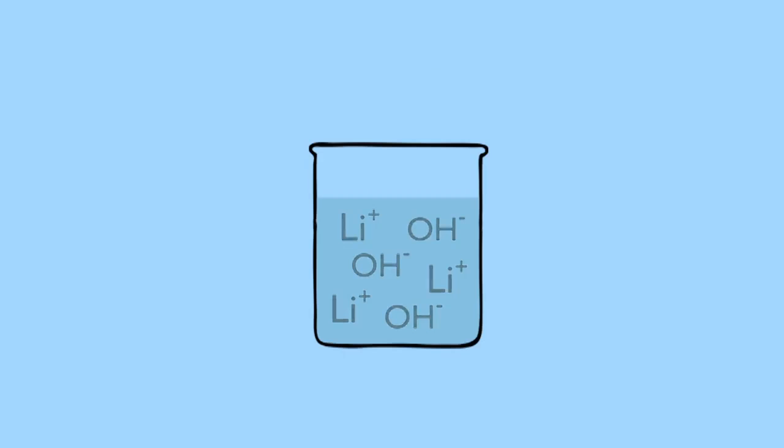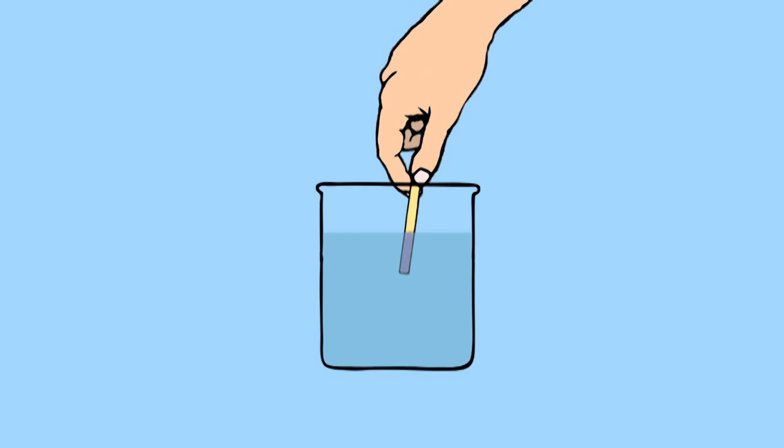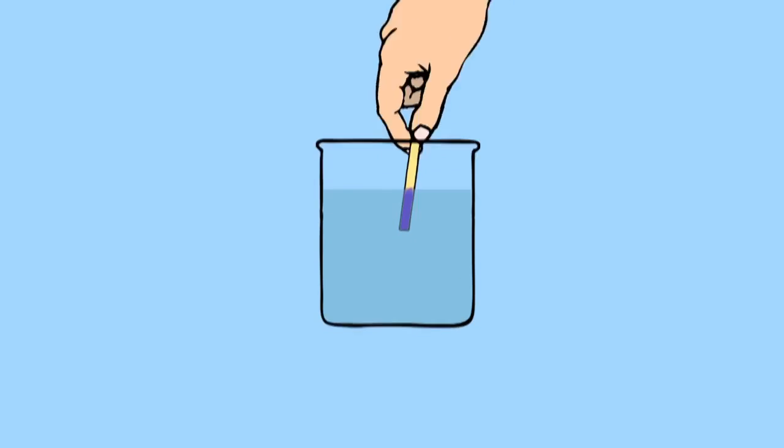This can be checked with universal indicator paper. What colour do you think it will change to? The answer is blue to purple, depending on the concentration of the solution.